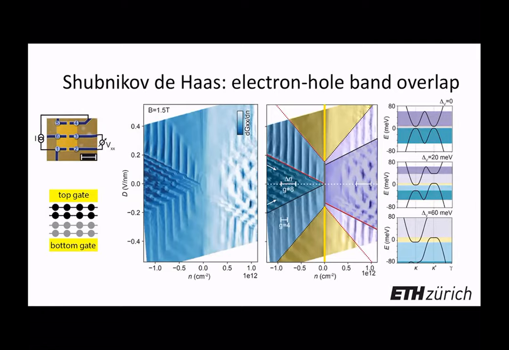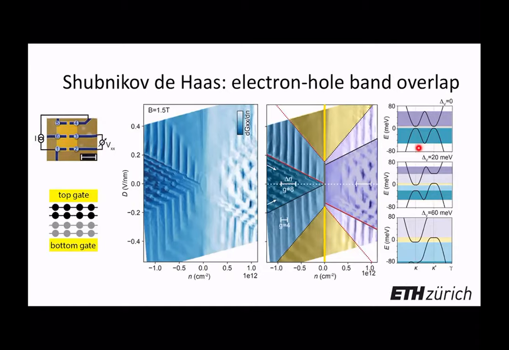So let's first look at the simple case at zero displacement field. We have, as you can see in this line, both kappa and kappa prime valley, a mini valley occupied with either electrons or holes. There's a gap in between. But the interesting part happens when we now apply a displacement field.